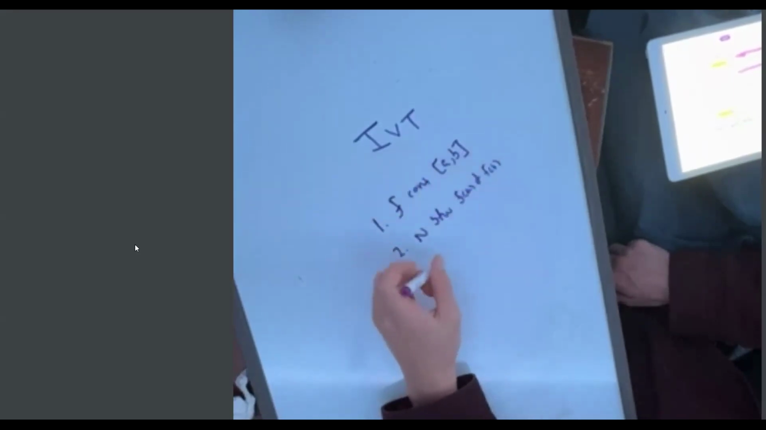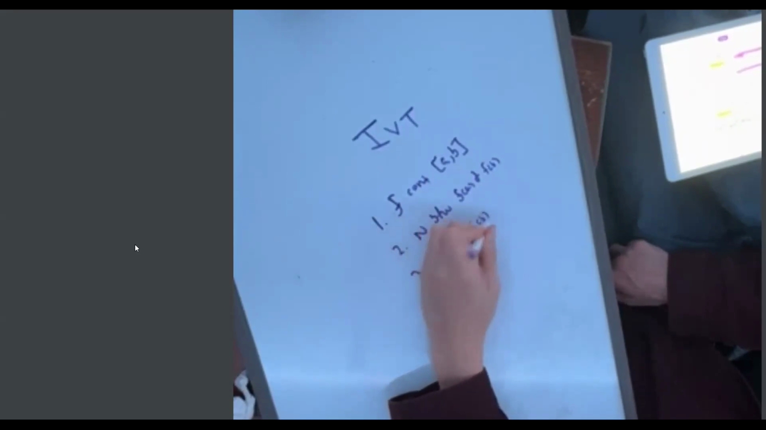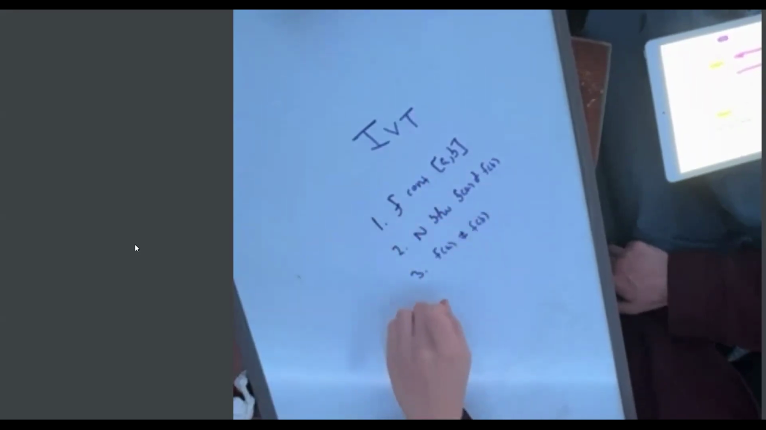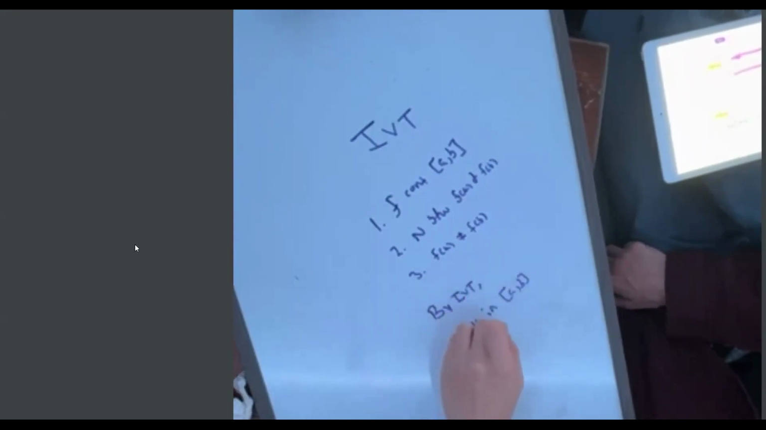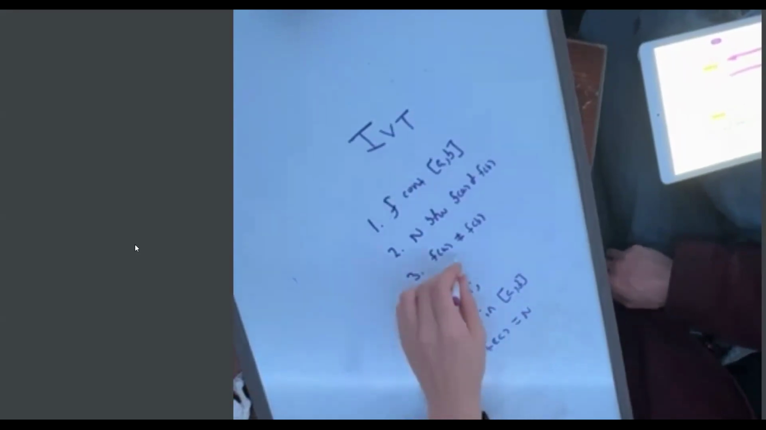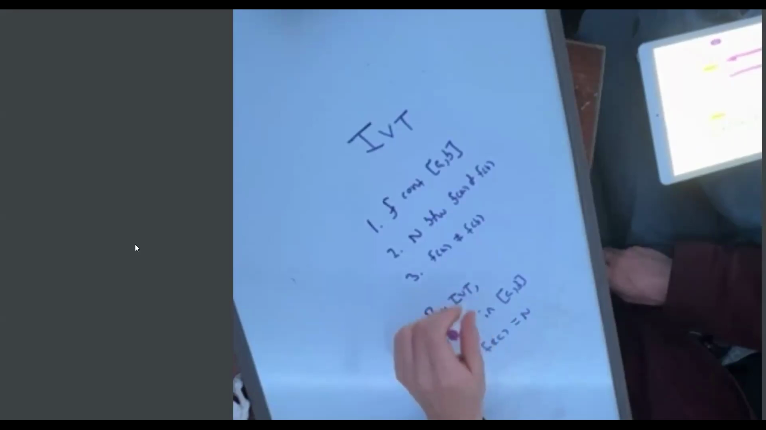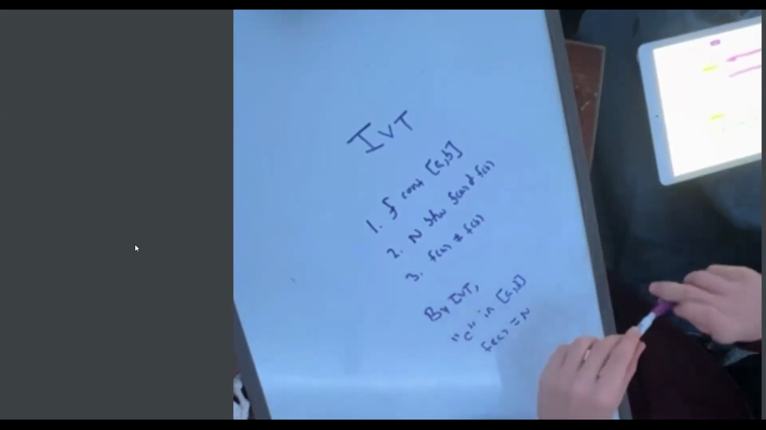And then last, f of a cannot be the same as f of b. Then, if those things are true by IVT, there is a value c in (a, b) such that f of c equals n. So we're saying that this value c that we were trying to prove is in the interval. For finding zeros, we're able to know that if one of these is negative or positive, the f of a and f of b.